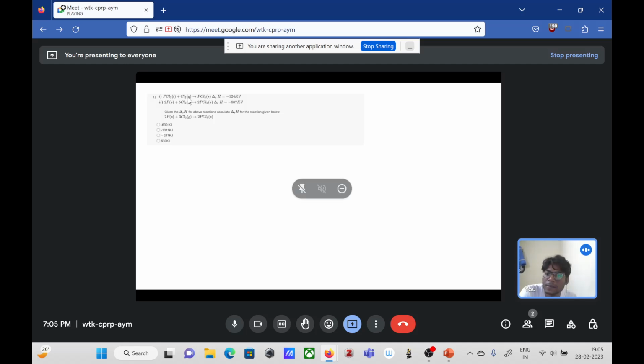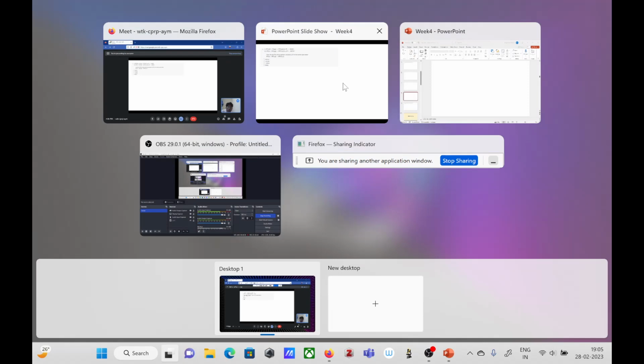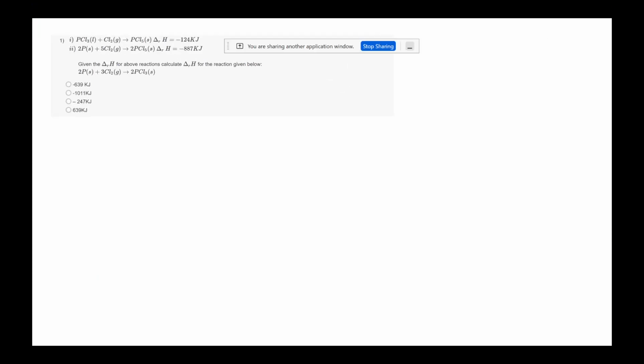This problem says two equations are given. One is PCl3 in liquid phase plus Cl2 in gas phase, which produces PCl5, and two equations are there. So to tackle this kind of problem is quite simple. If you follow closely, let's see what we can do with this expression.